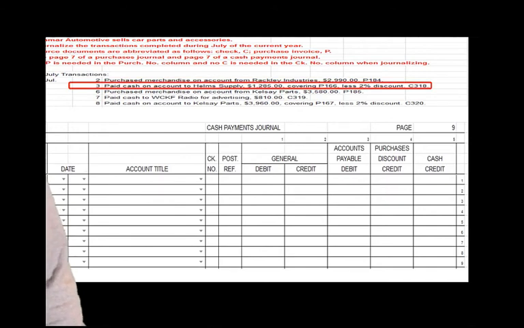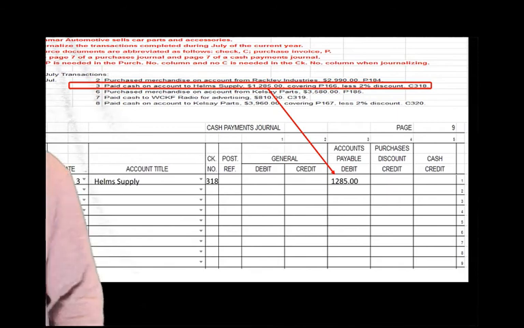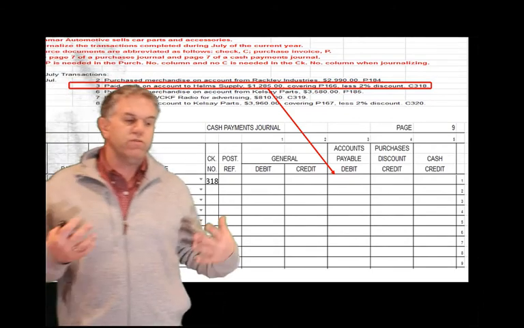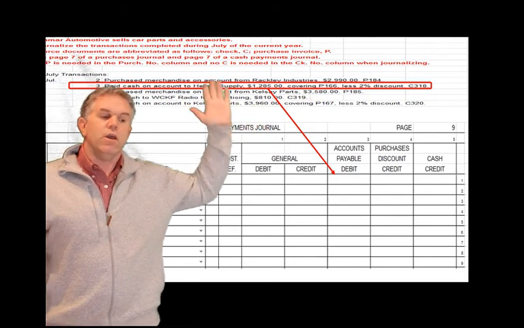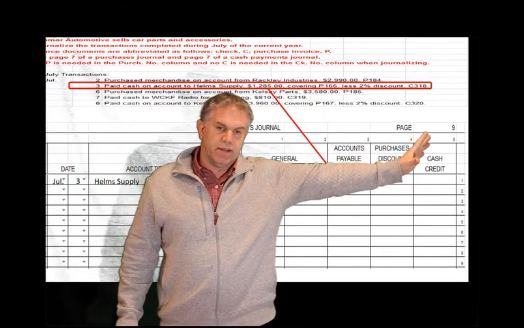Okay, so again, if you talk about this, we paid cash on account. What do some of these examples look like here? Okay, paid cash on account to Heim Supply. Again, very simple here in this example. We're covering P166 less 2% discount C13. Okay, number one, first of all, students get really kind of tricked up because they see 2 source documents. Good rule of thumb, use the source document that is at the end of the sentence.